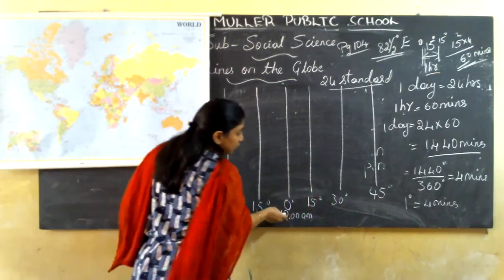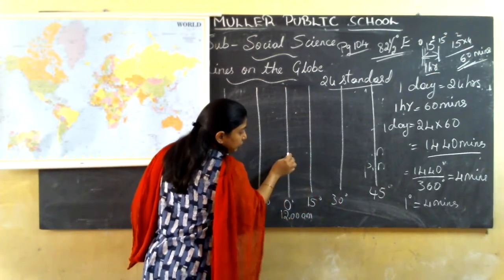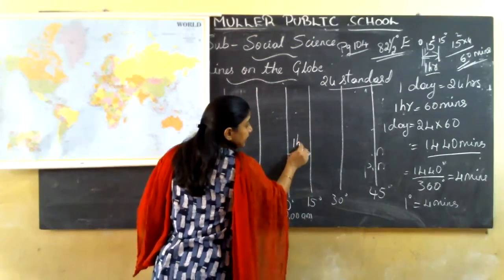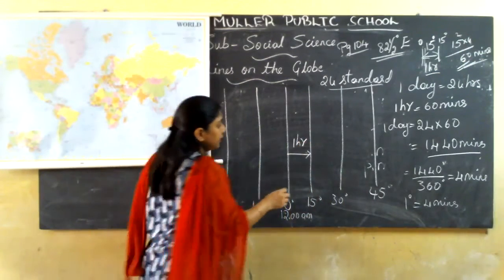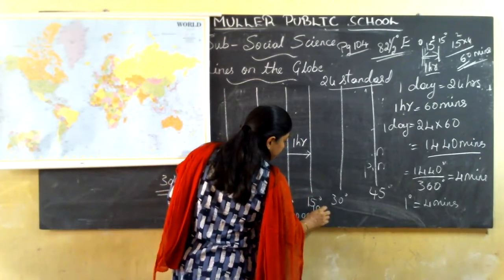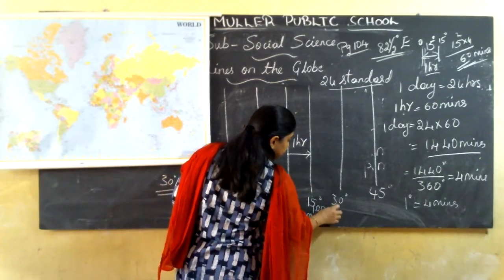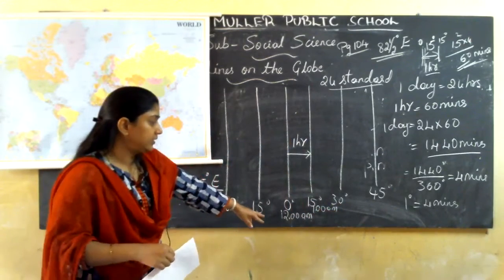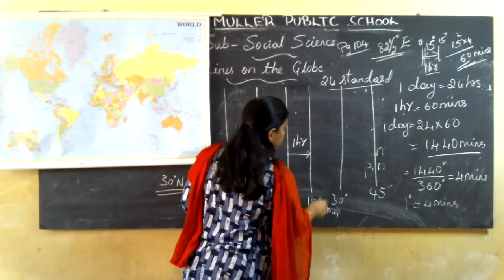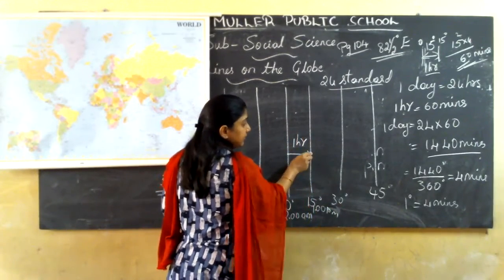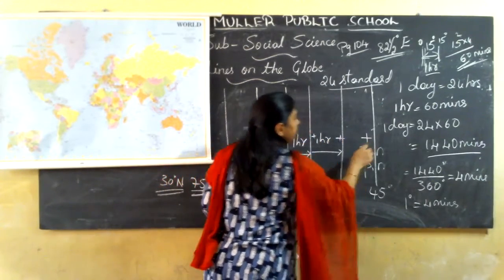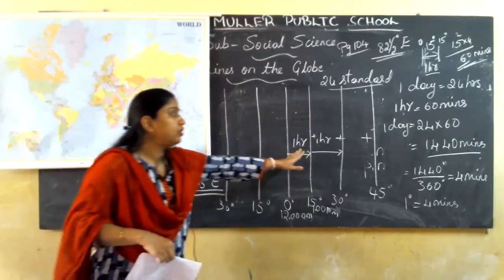When you move from 12 noon, when you move from this meridian to the 15-degree meridian, there is an addition of 1 hour. So here it will be 1 p.m. Sorry, 1 p.m. And here again, when you move from this meridian to this meridian, again 1 hour plus 1 hour. At each and every standard meridian, there will be an addition of 1 hour.